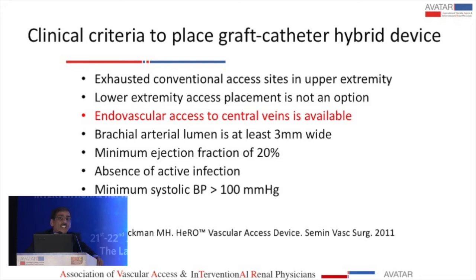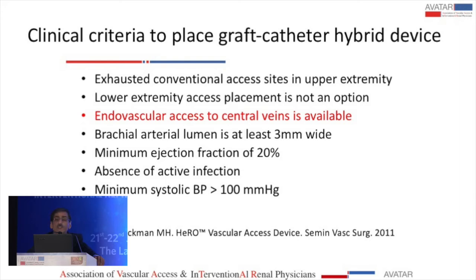So what are the clinical criteria that we know and that have been used in some of the reported studies where a hybrid graft catheter device has been used? So exhausted conventional access sites in upper extremity, exhausted access sites in the lower extremity. So that is an absolute must. You can get to that conclusion only if you have done a thorough investigation and a complete analysis of the veins and the arteries to come to that conclusion. Endovascular access to central veins needs to be available. So if there is total occlusion, then there is no way in which you can place a HeRO device.